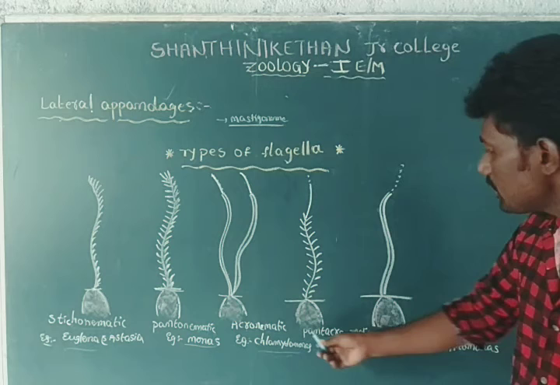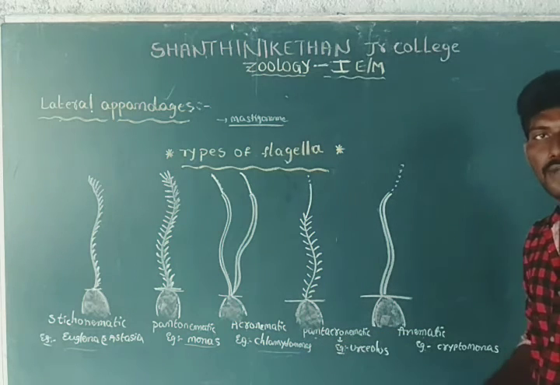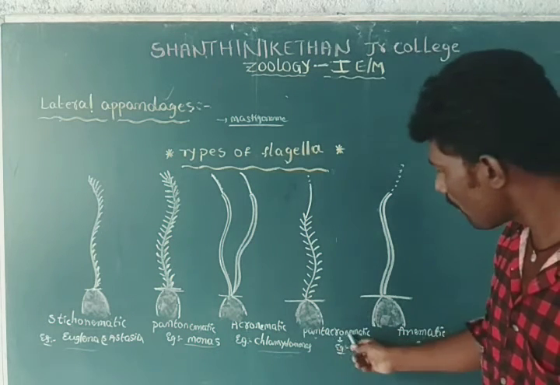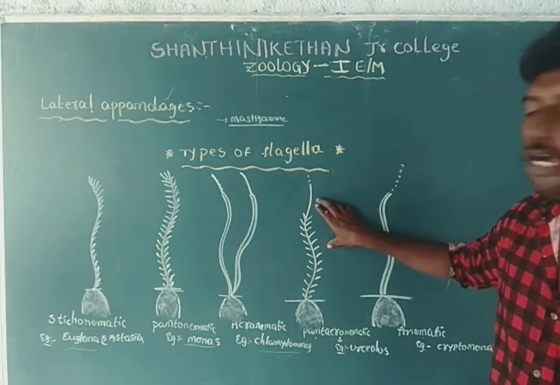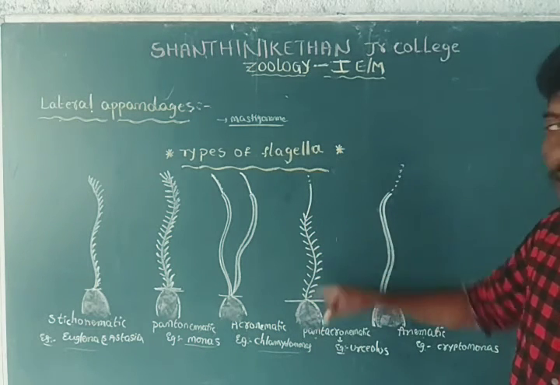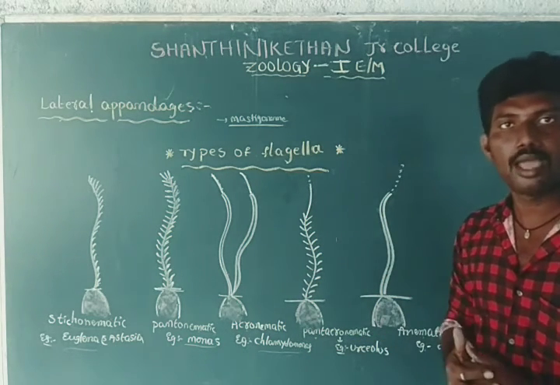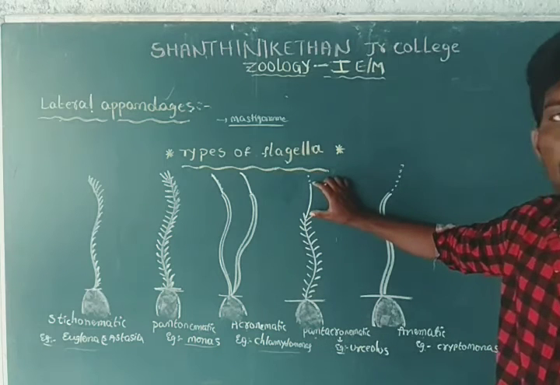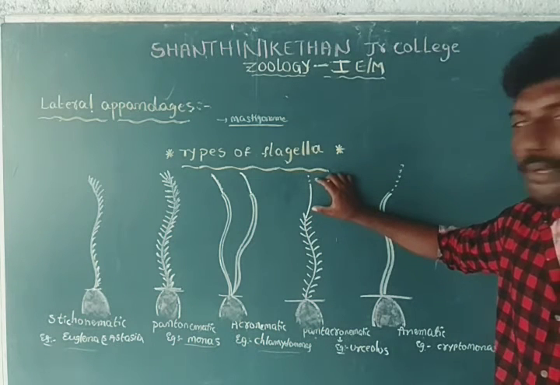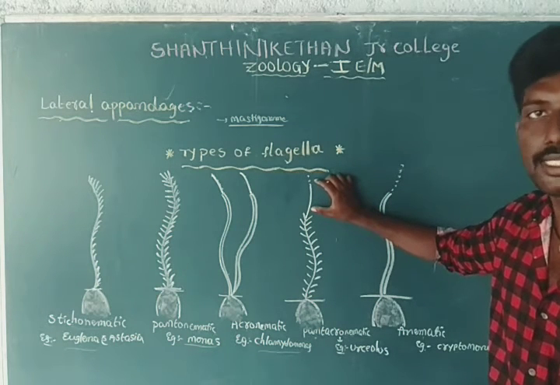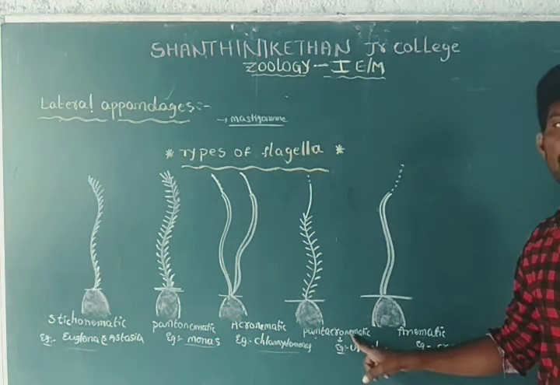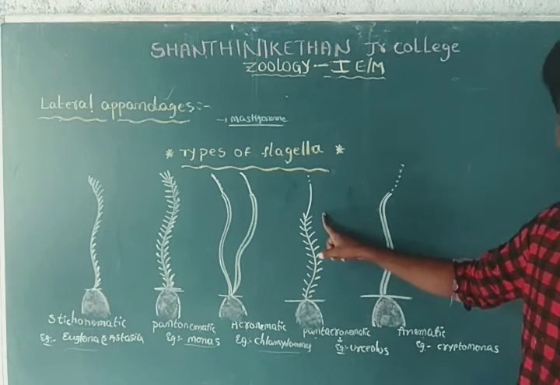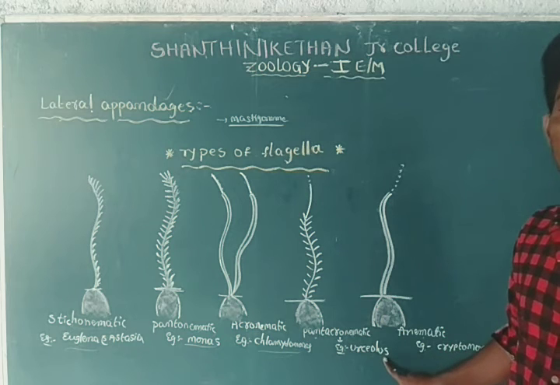The fourth one is the pantacronematic flagellum. This type of flagellum bears 2 or more rows of lateral appendages on the axoneme, and the terminal filament is naked. Naked means without an outer sheath. The example organism is Ochromonas.